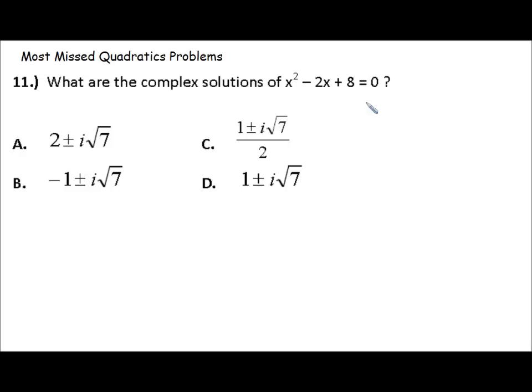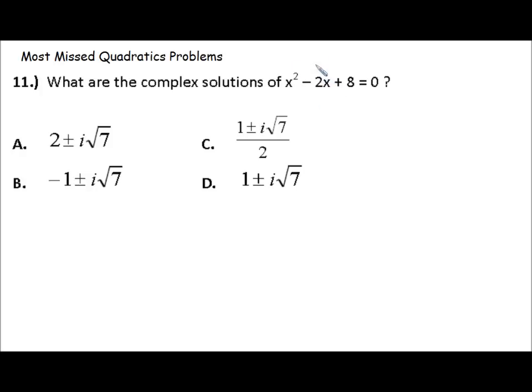It's asking, what are the complex solutions of x squared minus 2x plus 8 equals 0? There's two really good ways to solve this: completing the square or using the quadratic formula. Let me go ahead and do completing the square in blue.